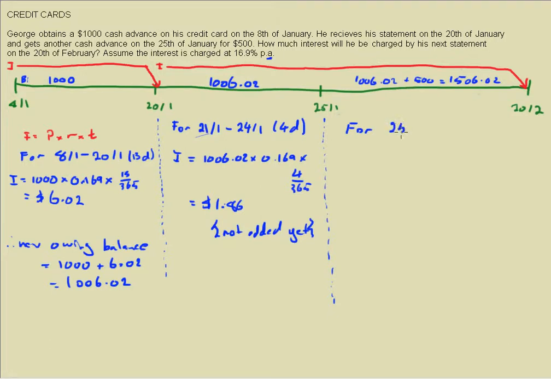So for the dates the 25th up until the statement date, the 20th of February. Now, there being 31 days in January, including the 25th, so it will be 7 days up until the beginning of February, plus 20 days. So that gives us 27 days. Just a useful way to count is to begin on the 25th, count up to the 20th, and then add 1 because we're including the 25th.